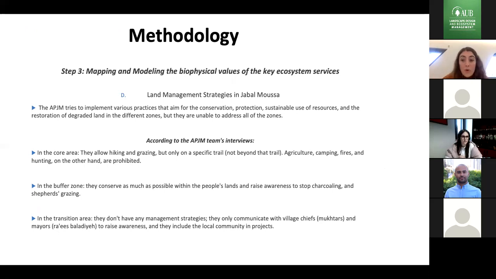So basically, according to the interviews, I was able to know that in the core area, they allow for hiking and grazing, however, only on specific trails, and they prohibit agriculture, camping fires, and hunting in this area.